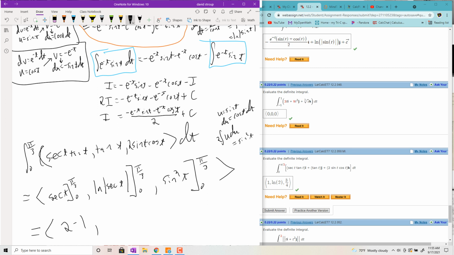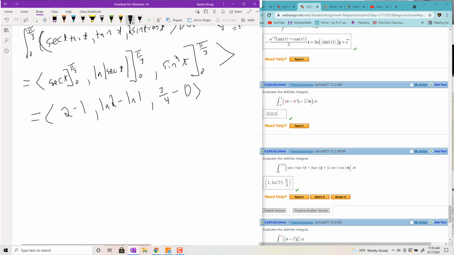The secant of pi over 3 again. So you get ln of 2 minus ln of 1. And then sine of pi over 3 is root 3 over 2. Squaring that, that's 3 all over 4. Sine of 0 is 0. Okay, and then you just get ln of 2, ln of 1 is 0, and then 3/4. Okay, so no big deal.